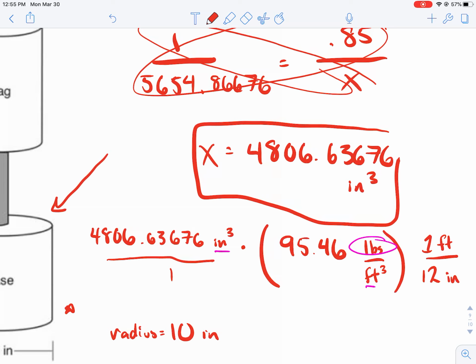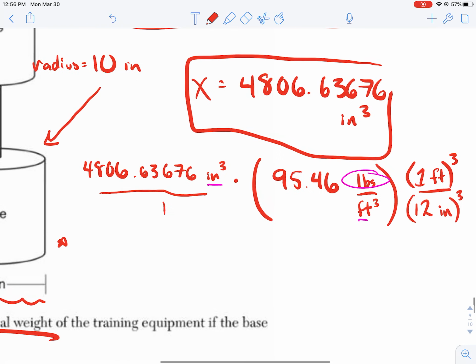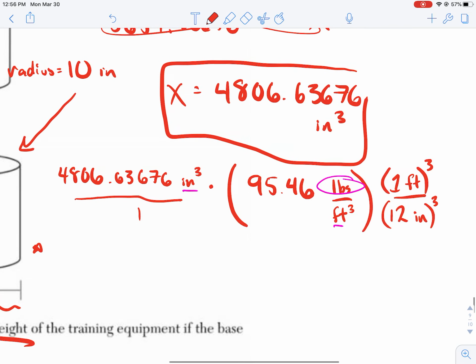All right, so let's think about this. 1 foot is equal to 12 inches. Okay, but we don't have 1 foot, we have 1 foot cubed. So 1 foot cubed is actually equal to 12 inches cubed. All right, so let's think about this further. I'm going to put this up here. Why did I just do that?